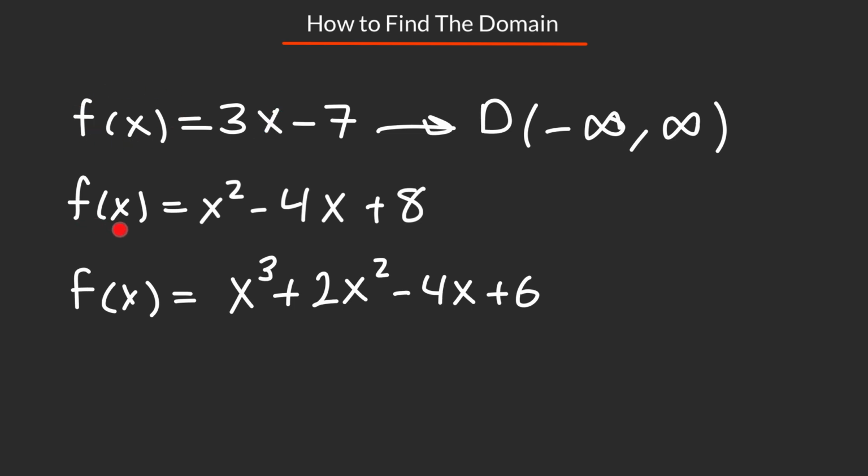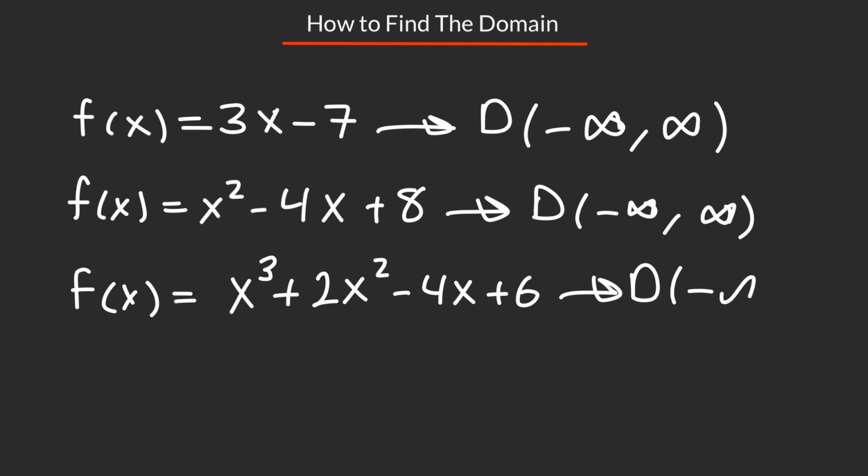Second example, f of x equal x squared minus 4x plus 8. This is a quadratic function. Again, the domain for this function will be from minus infinity to infinity. The third example, f of x equal to x cubed plus 2x squared minus 4x plus 6. This is a polynomial function. Again, the domain for this function will be all the possible values from minus infinity to infinity.